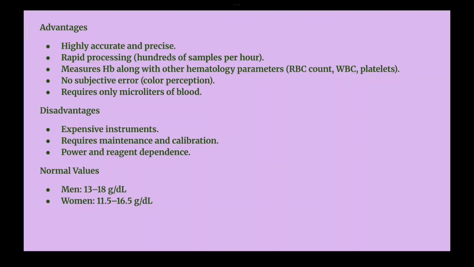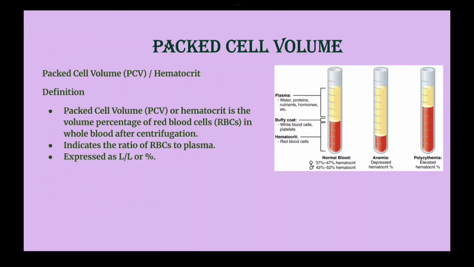Now, the normal values of automated hemoglobin estimation are, for men, 13 to 18 gram per deciliter, and for women, 11.5 to 16.5 gram per deciliter. Anything above or below these ranges indicates that there is a defect in the hemoglobin of the patient. So that is when you diagnose a certain kind of disease.